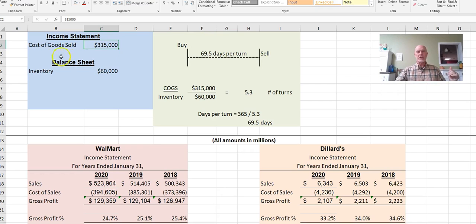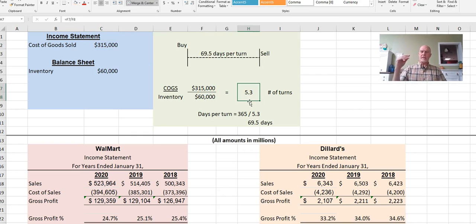So if you take your cost of goods sold and divide by your inventory, as I have here, 315 divided by 60, that gives us a number of 5.3. That means that inventory was sold and replaced, sold and replaced, sold and replaced 5.3 times during the year. I say a year because cost of goods sold is coming from the annual financial statements.